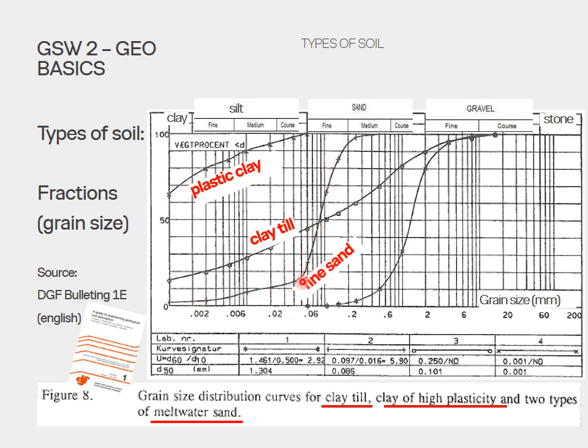You then have a type of sand here. You can see it has a very big content of fine sand. Then there's another sand sample which is more coarse, with a high content of coarse sand and even fine gravel.